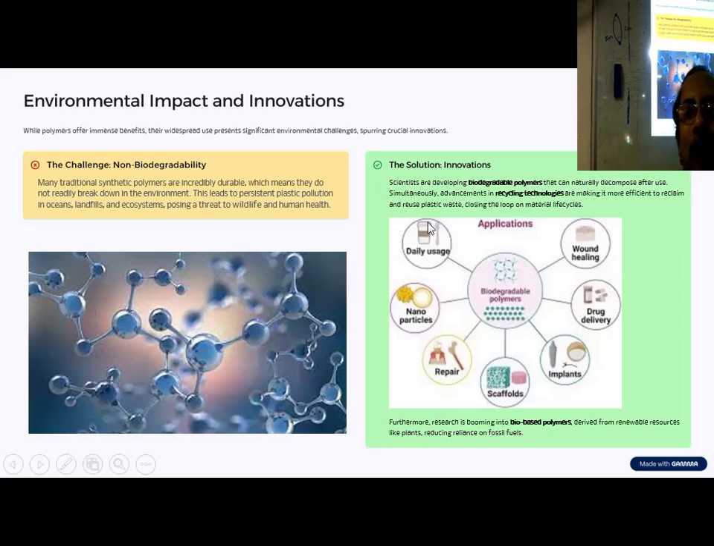So that type of material should be used for daily use. Instead of disposal, take the whole thing. After eating the ice cream, you are eating the cone also, the same way.